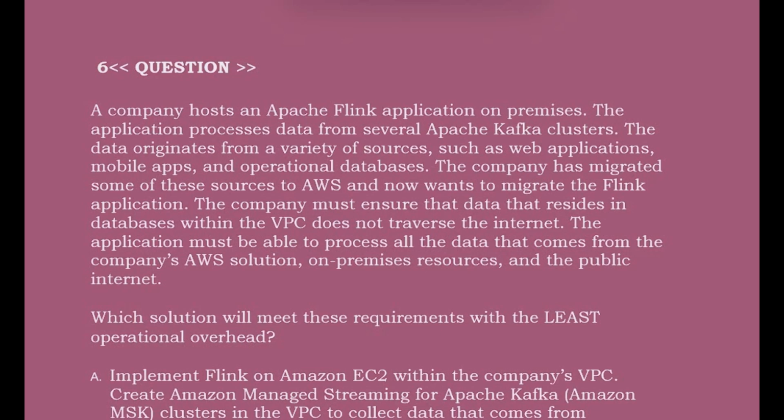The company must ensure that data that resides in databases within the VPC does not traverse the Internet. The application must be able to process all the data that comes from the company's AWS solution, on-premises resources, and the public Internet. Which solution will meet these requirements with the least operational overhead?